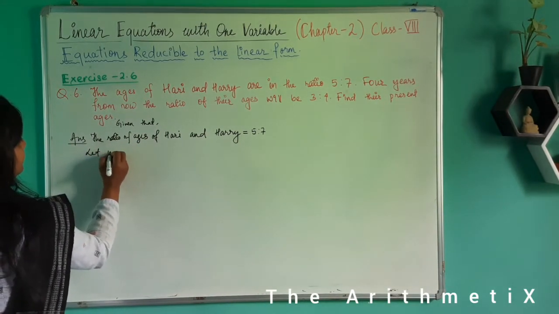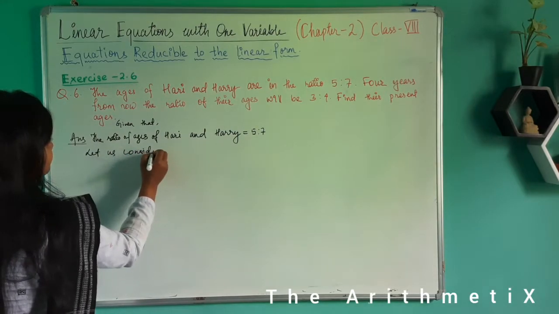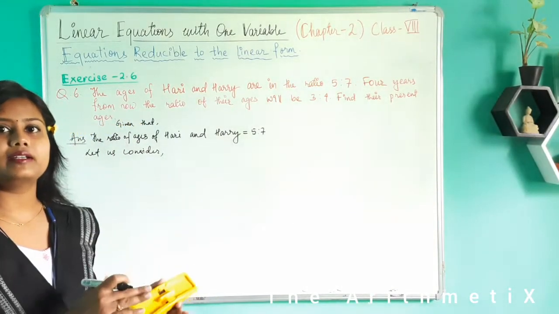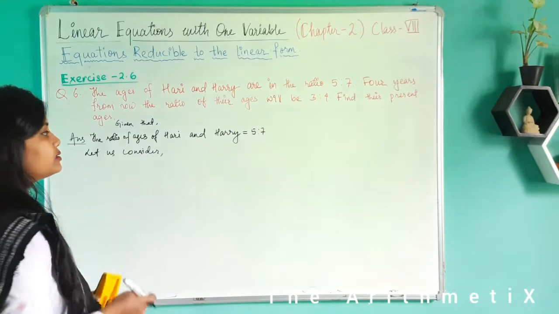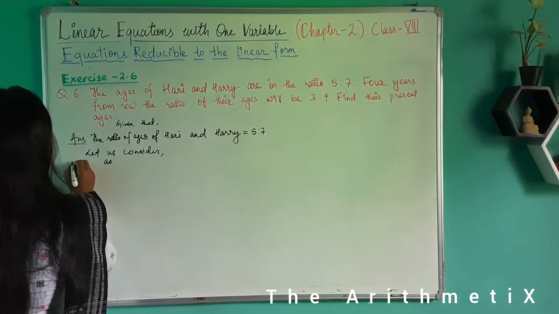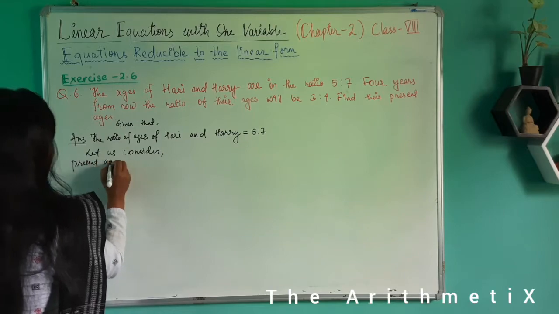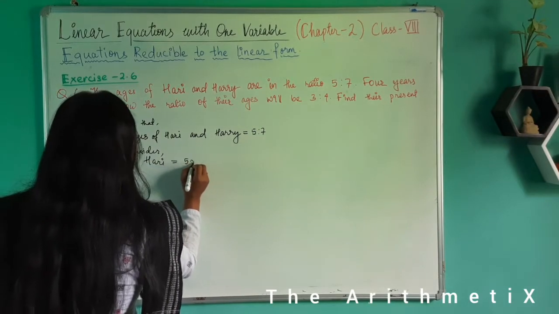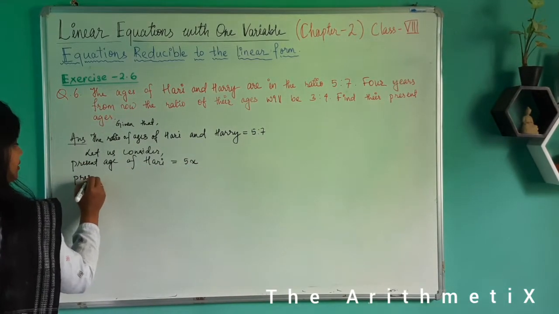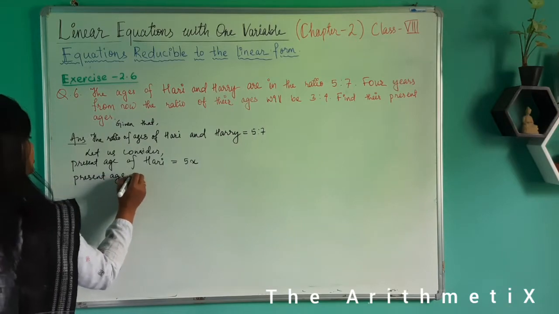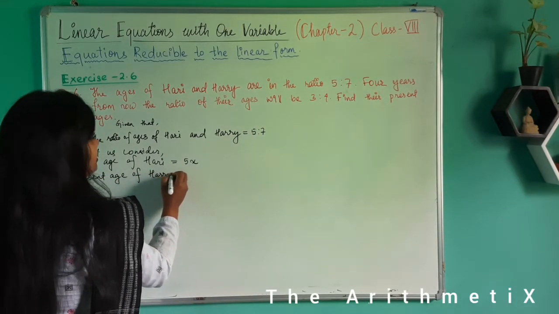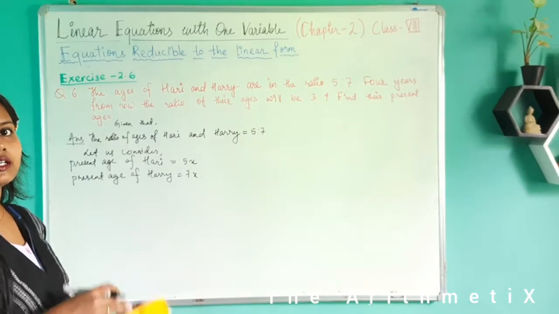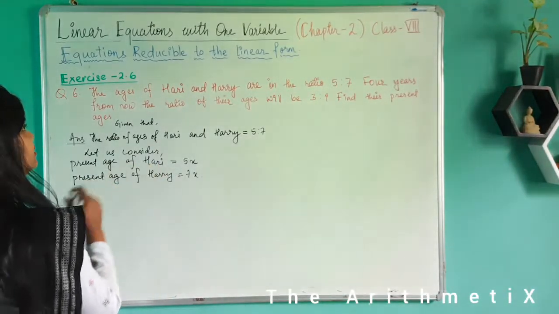Let us consider, see, the ratio is 5:7, means one is 5 parts and the other is 7 parts. So we will consider present age of Hari equals 5x and present age of Harry to be 7x. If one is 5x, 5 parts, then the other is 7 parts, that is 7x.